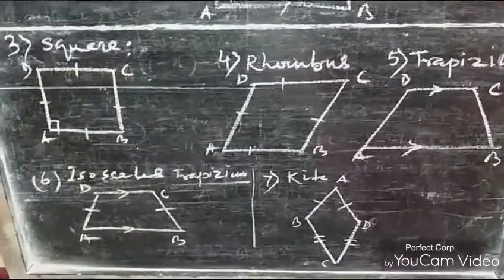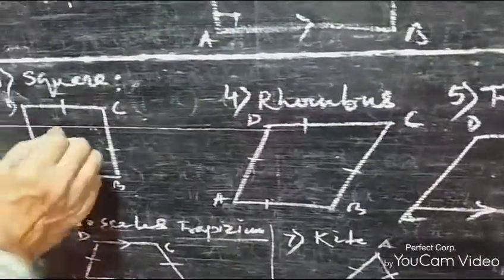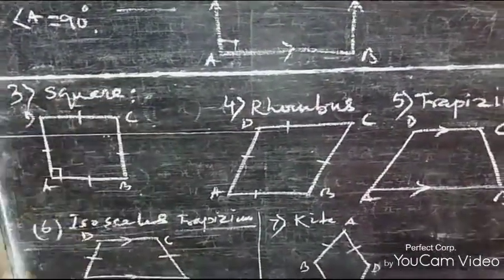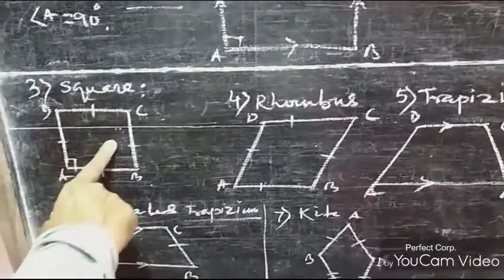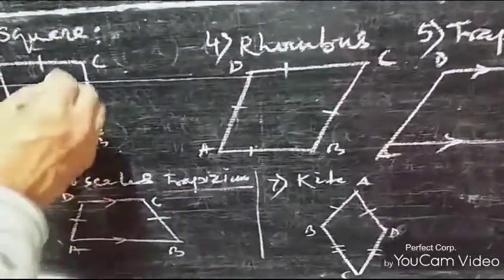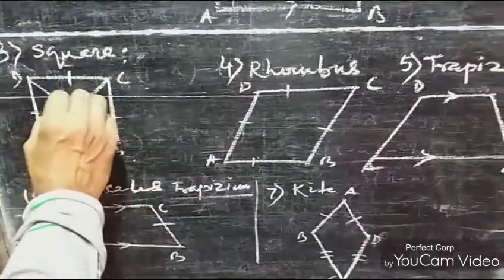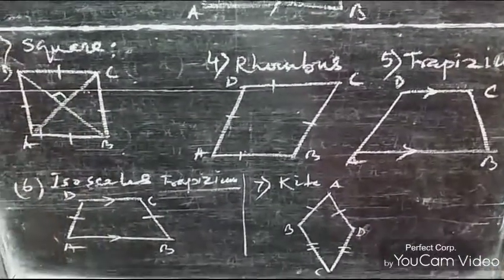Next one is the square. In the same way we use this parallelogram over here: a parallelogram having all sides equal, that is AB equal to BC equal to CD equal to DA, and all angles are 90 degrees. That is called a square. And here the diagonals are also equal and they bisect each other at 90 degrees. These are the properties of a square.